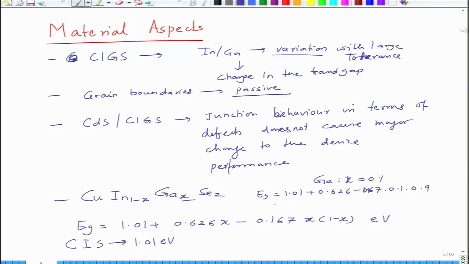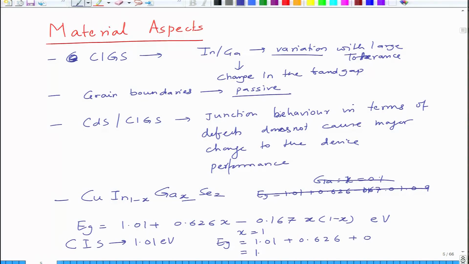So you will increase the band gap by doping it with gallium. The band gap changes significantly as you put gallium in it. So if you put X equal to 0 or X equal to 1, let's say we put in X equal to 1, then Eg would be 1.01 plus 0.626 plus 0.